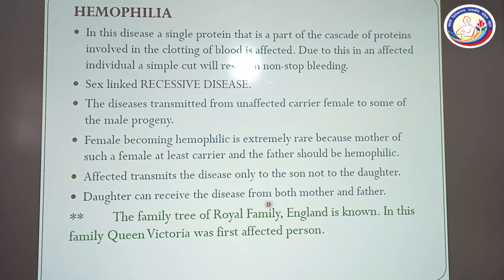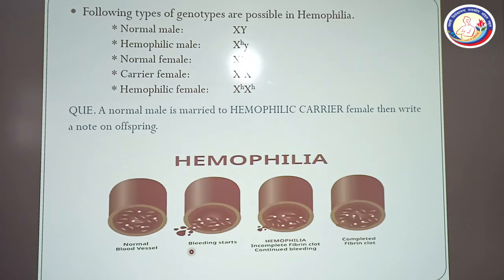Daughter can receive the disease from either father or mother. But in the son, the disease comes from the mother only. The family tree of the royal family of England is well known. In this family, Queen Victoria was the first affected person.